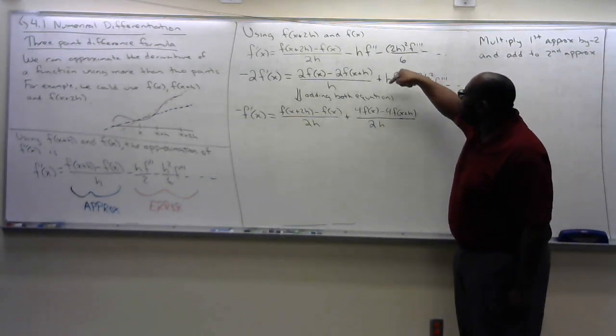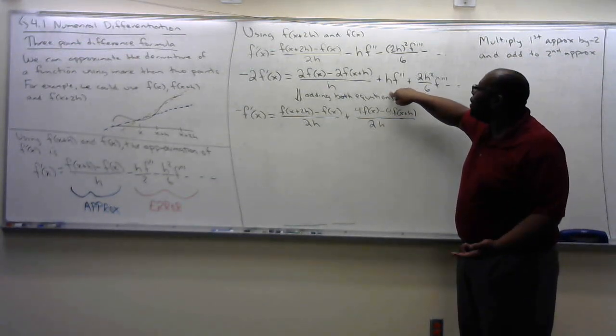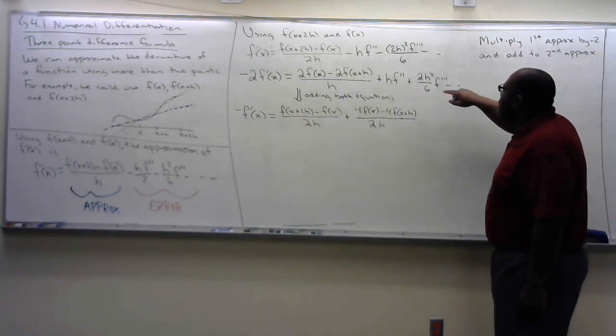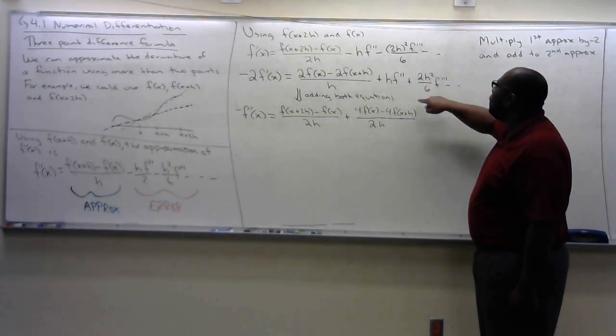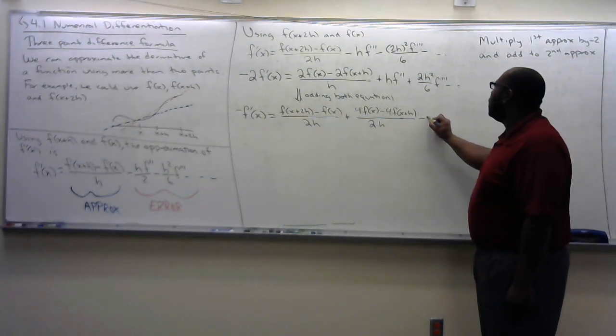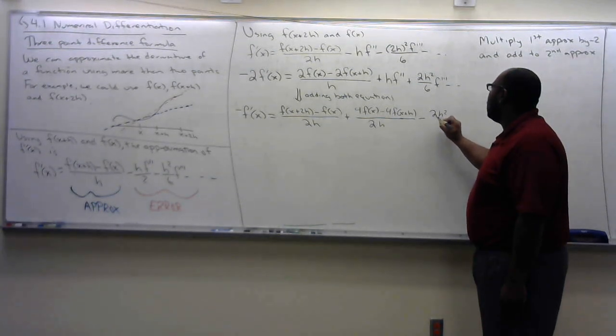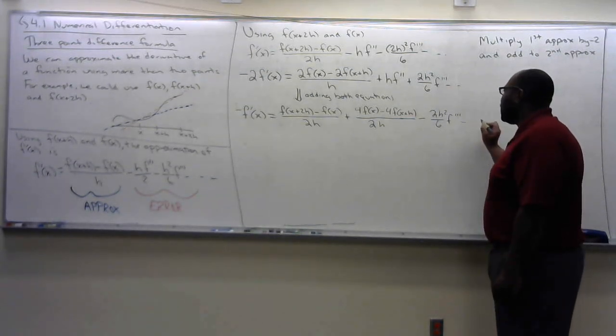What happens to these two terms when I add them together? They go to 0, which is what I want to happen. And what do I get when I do this one? This is really 4h squared f double prime over 6 plus 2h squared. So what do I end up with? I'm going to end up with a minus 2h squared over 6 f triple prime, minus that.